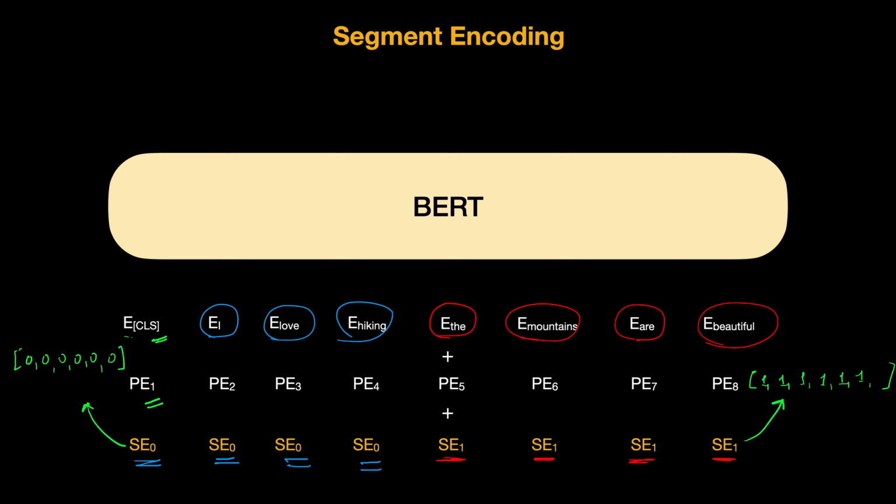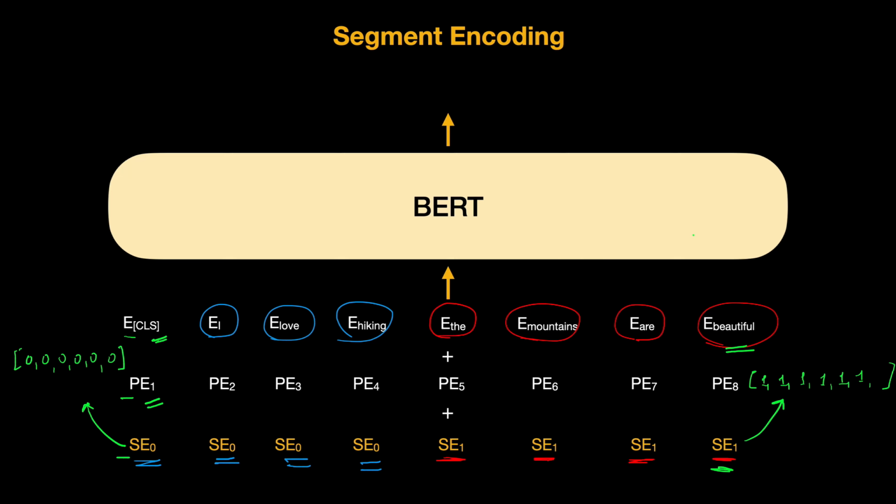We keep the size of word embedding, positional encoding and segment encoding the same so that we can perform an element-wise addition between them. So SE0 is a vector of all zeros of the same size as the word embedding, and SE1 is a vector where all the values are 1 and its size is the same as the size of the word embedding. And we simply perform an element-wise addition between all these three types of embeddings and pass it as the input to BERT. Now you might ask me, Jay, how will the model interpret the segment information from this segment embedding?